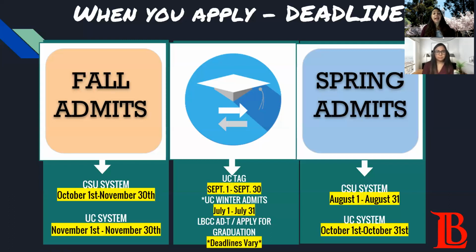And lastly, the LBCC ADT and applying for graduation. Those deadlines vary, but you can find all of that in your Viking portal. But it is important to make sure that you're applying for graduation, because if you don't apply for graduation, you won't essentially be able to apply for transferring if you don't do it by the deadline. So there's deadlines depending on when it is that you want to transfer over, and the school that you're applying to has to know that you are going to be receiving your degree because you applied to it.